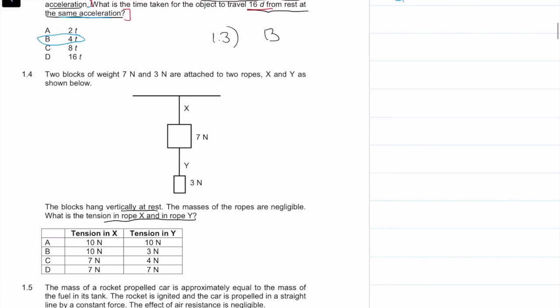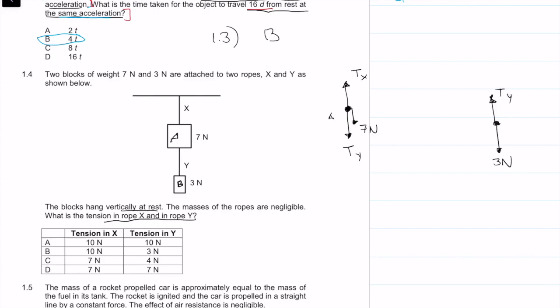For this question, the first thing we're going to do is draw free body diagrams for both of these. Let's name this box A, and this is B. For A, we're going to have the tension of Y, and the weight of A, which is 7 newtons, and here we're going to have the tension in X. Then for B, we have the force downwards, which is 3 newtons, and the force upwards is Ty.